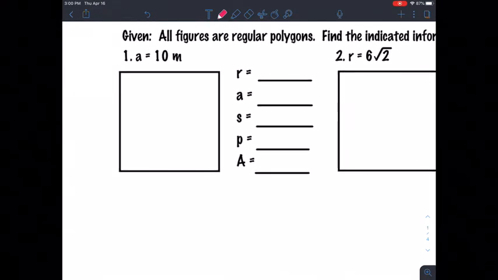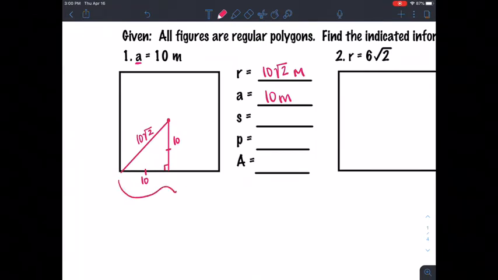So here we have an apothem. This little a is not the area, it's the apothem of 10 meters. I'm going to go ahead and draw that in. I know that you know how to find the area of a square, but I just want to show you that this 1/2 AP works. So I'm going to have 10 here and 10 here, since I have my 45, 45, 90 triangle, and 10 square root 2 as my radius. So if my half side is 10, then my entire side is 20.